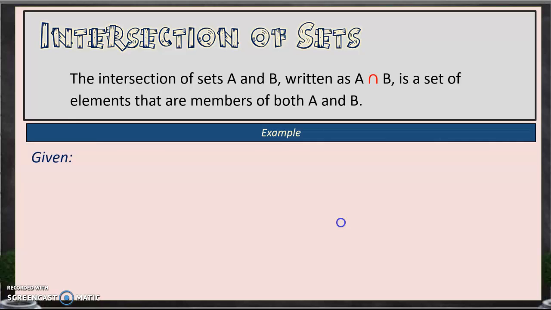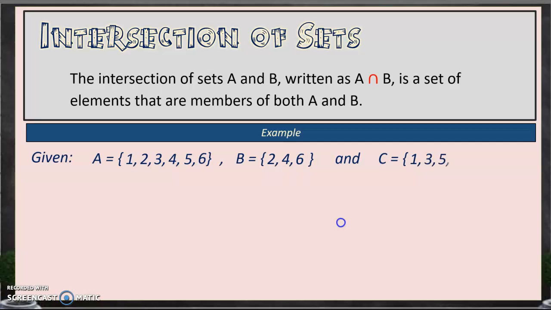Example, given set A is 1, 2, 3, 4, 5, 6. Set B is 2, 4, 6. And set C is 1, 3, 5, 7, 9. So find number 1, A intersect B. Number 2, A intersect C. Then number 3, B intersect C. Or we can also read it as the intersection of sets B and C.